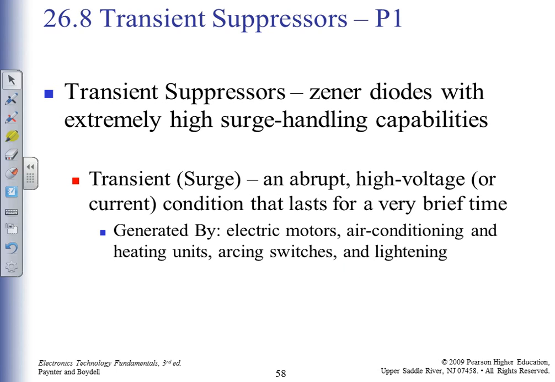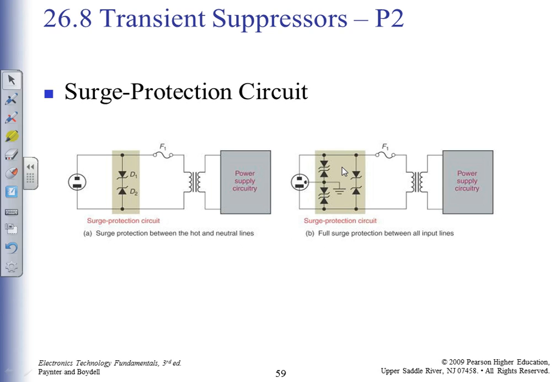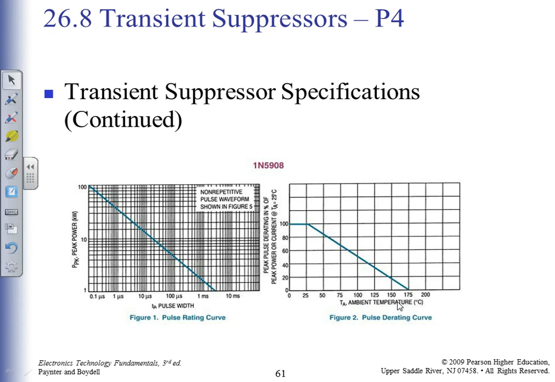Transient suppressors. So now I have some surge voltage that happens, and I want to stop it from destroying my gear. You'd be better off just replacing it. Okay, so I throw in a bunch of diodes, and they're going to stop the surge. Throw in some surge protection to protect my power supply from surges.